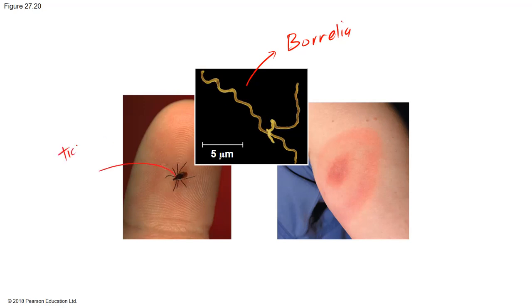So this is a tick commonly. Okay. So when this tick bites our skin, it will inject this bacteria inside our bodies, and this bacteria will cause the Lyme disease for us. Okay. So this is the tick.